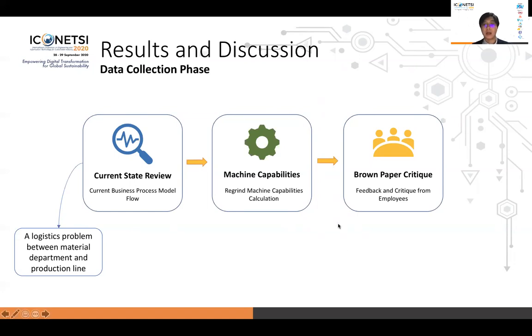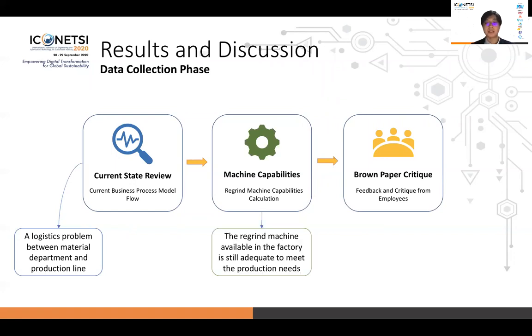Here I calculate the machine capabilities, especially the regrind machine capabilities. I found that the regrind machines are still adequate to meet the production needs. So the problem is not in the incapability of the machines, but in the system.